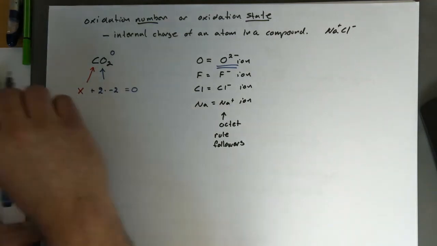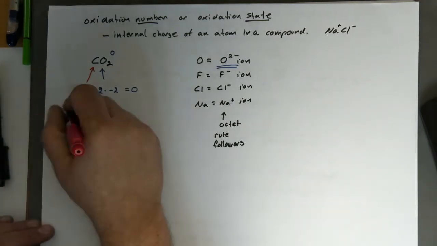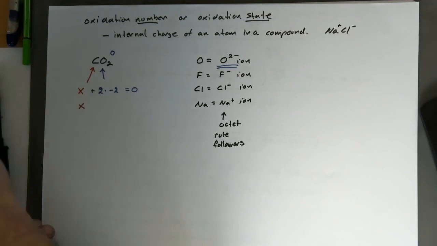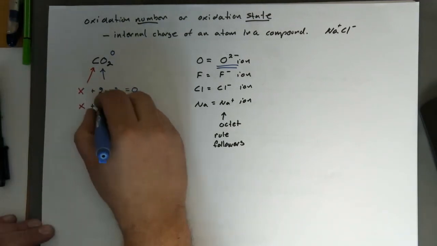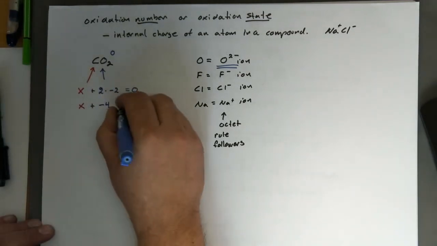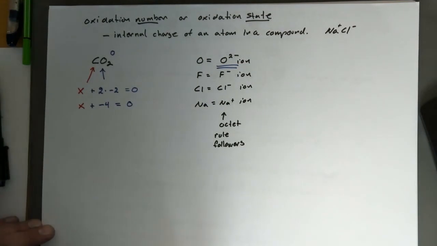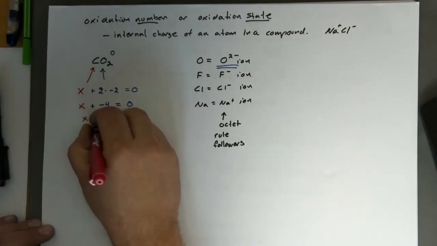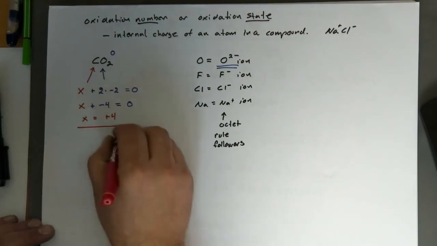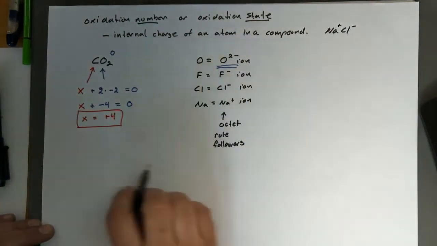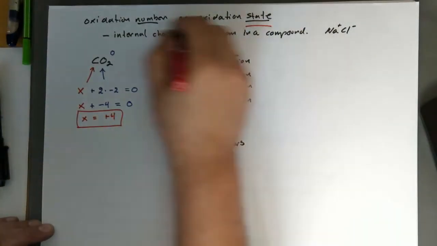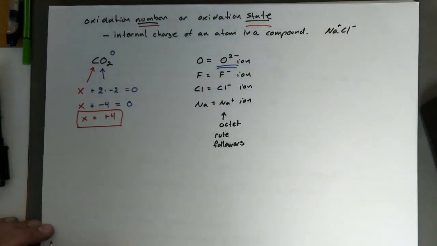So in this case then, x plus -4 is equal to 0. So x equals +4. So the oxidation number or oxidation state of carbon is +4.